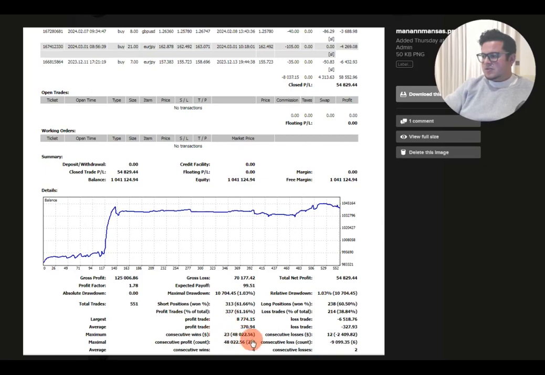And also, you see the average profit is higher than the average loss. This is essential. This is a very, very important point as well. If you see that the average profit is better than the average loss.